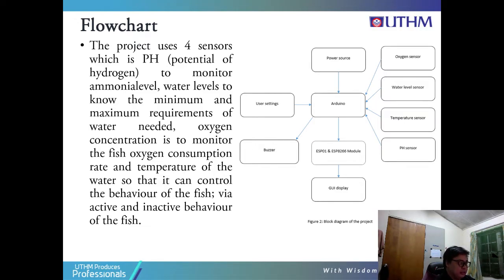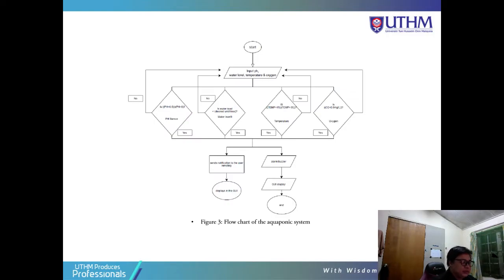The project uses 4 sensors: the pH sensor to monitor the ammonia level, and the water level sensor to know the minimum and the maximum requirements of the water needed. Oxygen concentration is to monitor the fish oxygen consumption rate, and the temperature of the water is to control the behavior of the fish, via active and inactive behavior of the fish. So this is the block diagram of the project. As you can see, we are using the ESP8266 for the IoT. So this is the flowchart of the aquaponic system.